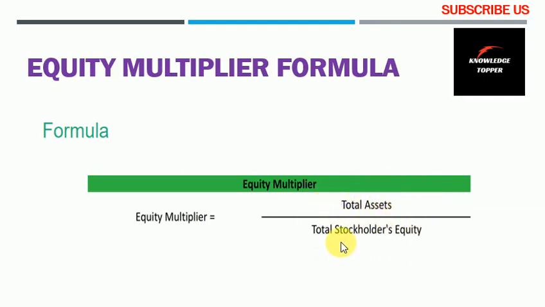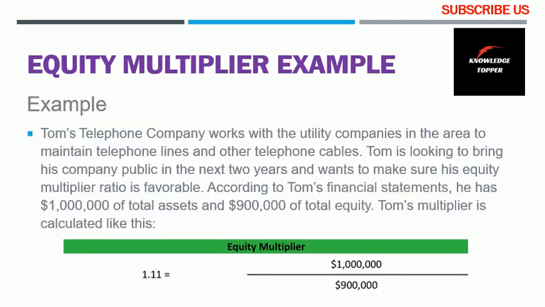Now let's quickly jump to the example that I prepared for you to make our understanding of the equity multiplier ratio clearer. So here's the example. Tom's telephone company works with a utility company in the area to maintain telephone lines and other telephone cables. Tom is looking to take his company public in the next 2 years and wants to make sure his equity multiplier ratio is favorable. According to Tom's financial statement, he has $10 lakh of total assets and $9 lakh of total equity. Tom's multiplier is calculated like this.